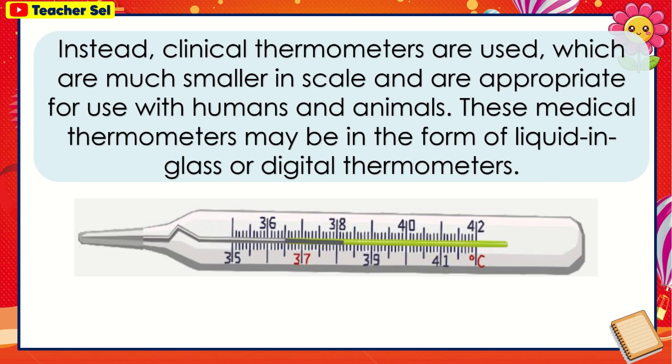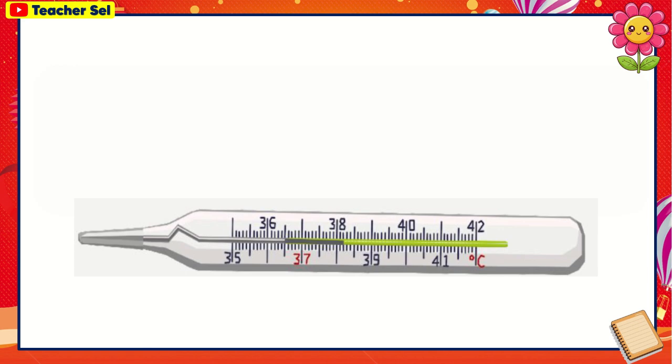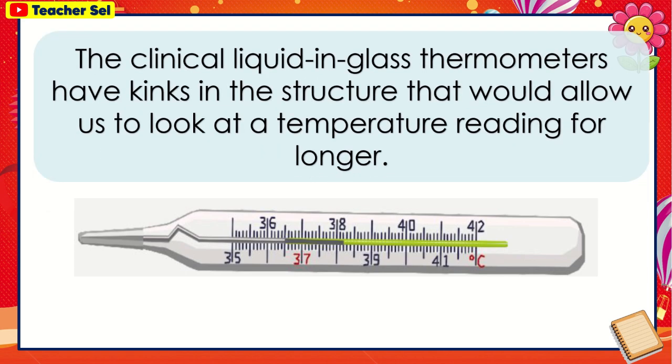Instead, clinical thermometers are used, which are much smaller in scale and are appropriate for use with humans and animals. These medical thermometers may be in the form of liquid in glass or digital thermometers. The clinical liquid in glass thermometers have kinks in the structure that allow us to look at a temperature reading for longer.